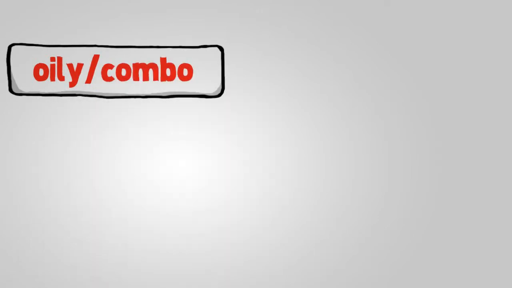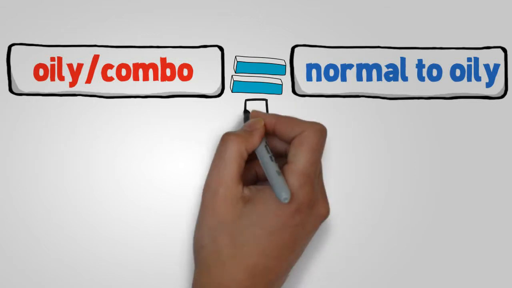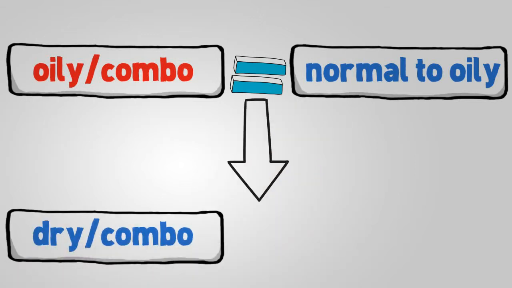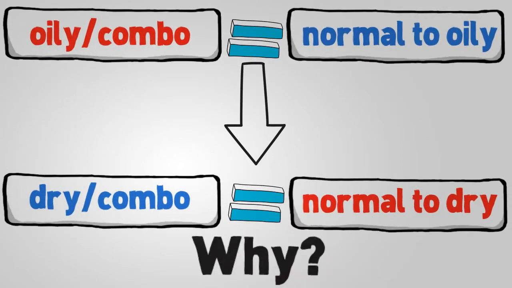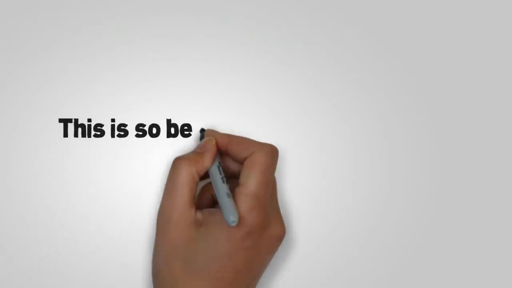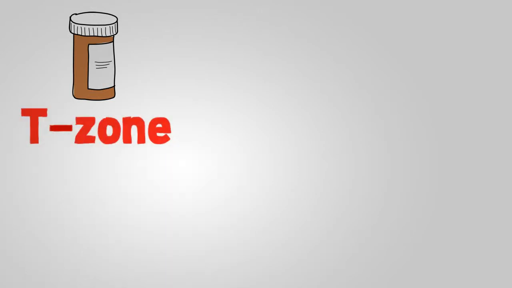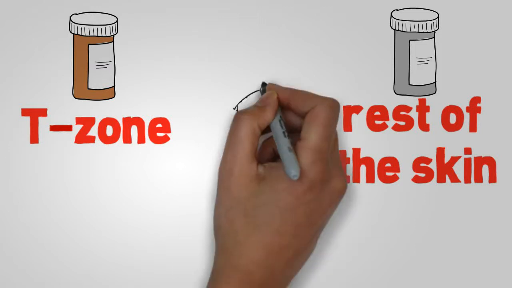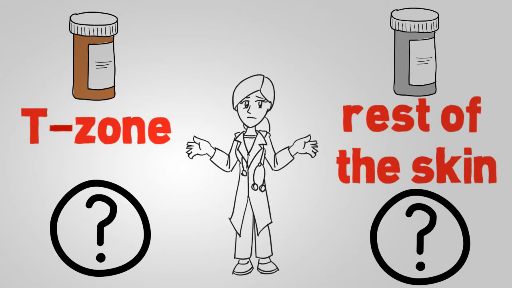In spite of these differences, we treat oily combo and normal to oily the same way. So too, we treat dry combo and normal to dry the same way. Why? This is so because combination skin really deserves two different treatments. For example, one set of skincare products is used for the T-zone, and another set of products is used for the rest of the skin. Yet for all practical purposes, nobody does that. That would be too confusing.